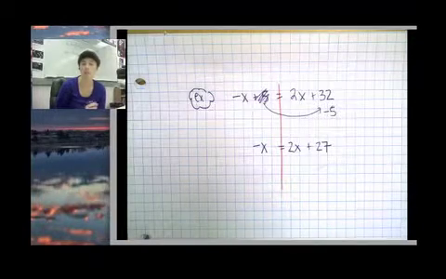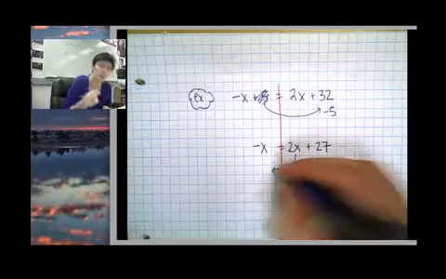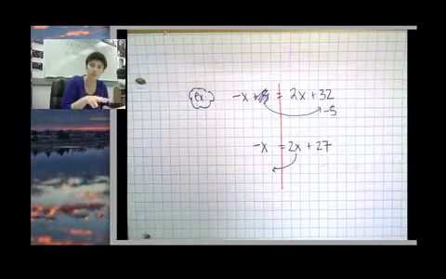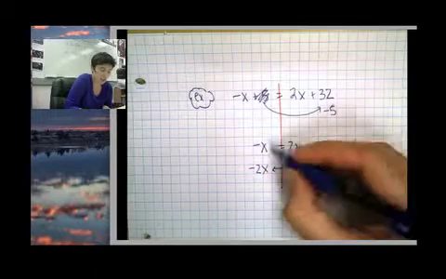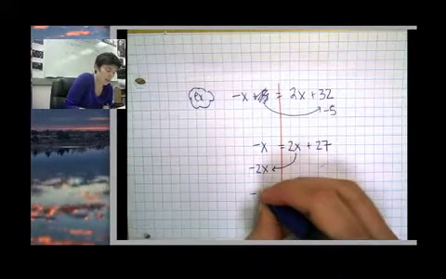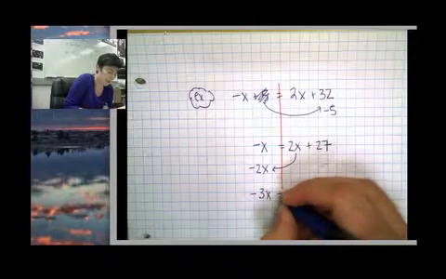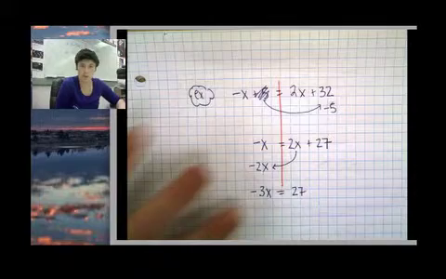And then what I'm going to do is get the x's together. So these two x's I'm going to move over. They're two positive x's, so when they move over, they become negative 2 x's. And if I look, I've got a negative x and 2 negative x's, so altogether that's negative 3 x's equals 27. Now normally when there's a number at the end, we usually just divide.